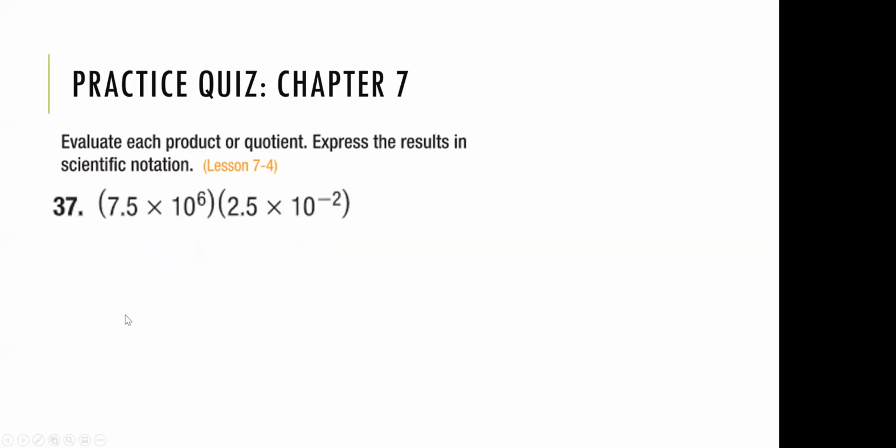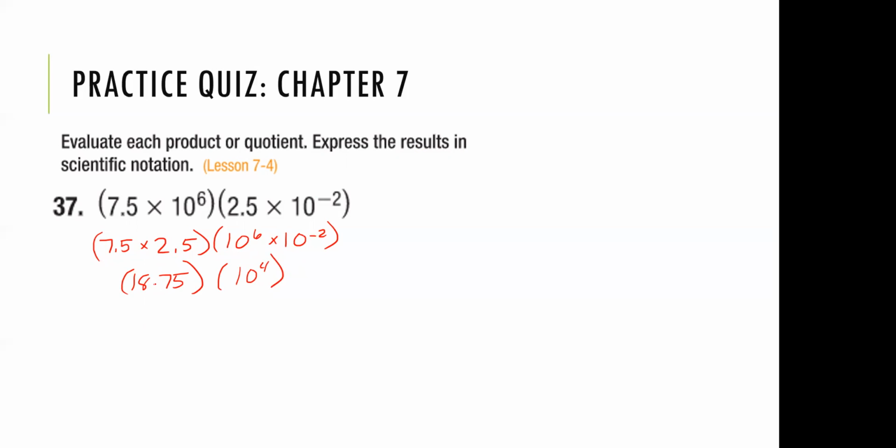So for number 37, very similar problem with just one additional step here, okay? So we're going to rewrite this as 7.5 times 2.5 times 10 to the 6 times 10 to the power of -2. Now here, when you multiply 7.5 times 2.5, that's 18.75, okay? And then 10 to the 6 times 10 to the power of -2, you would add these exponents. 6 plus -2 is +4.